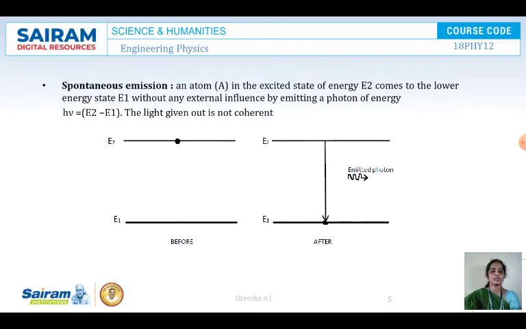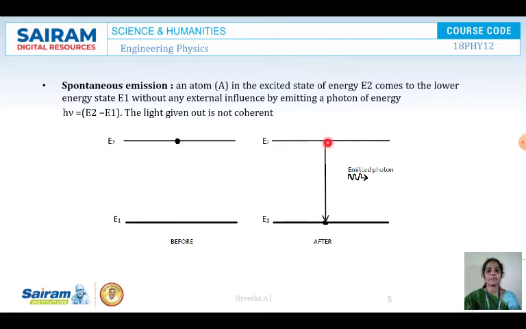Next we see spontaneous emission. What is spontaneous emission? See here, as I told you previously, E1 is the ground state and E2 is the excited state. By induced absorption, the atom has reached the excited state. What is the excited state? It is a state where an atom can sit for a short period of time, 10 to the power of minus 8 seconds, which is a very small time period. So it cannot sit here for a longer time because it is in the excited state.